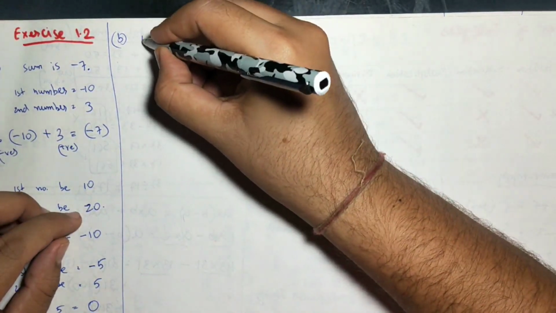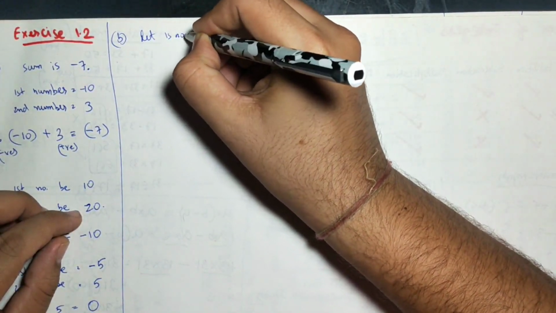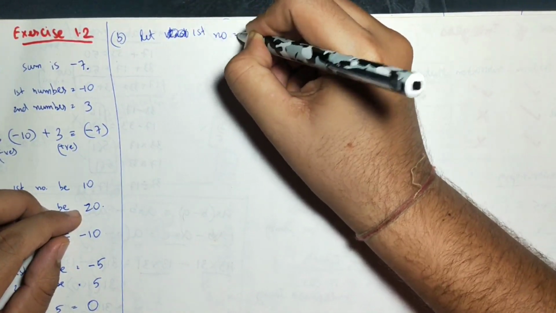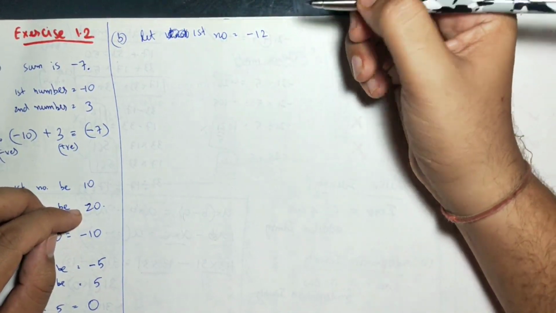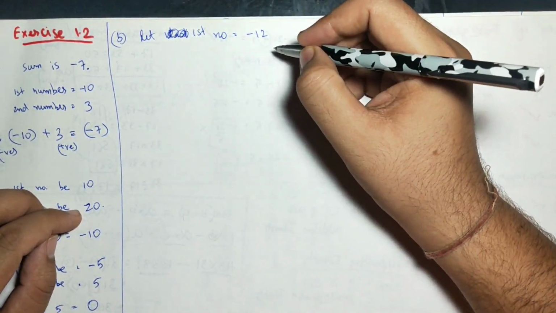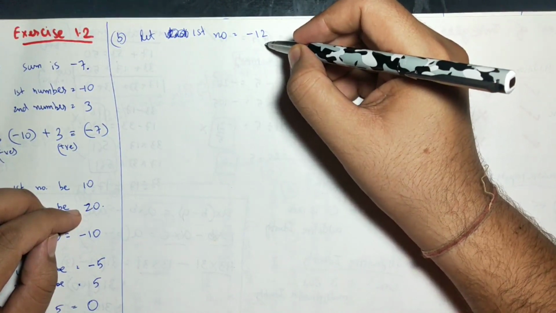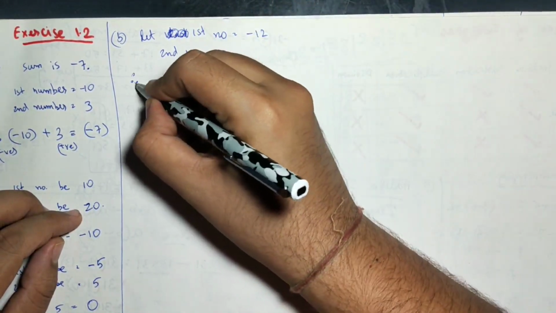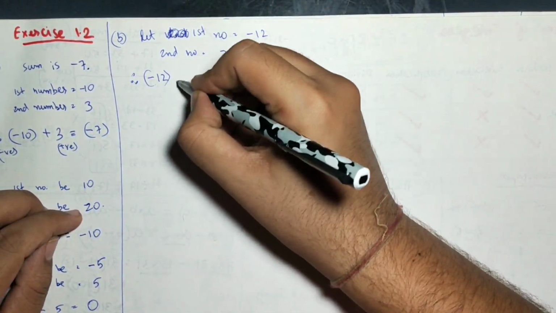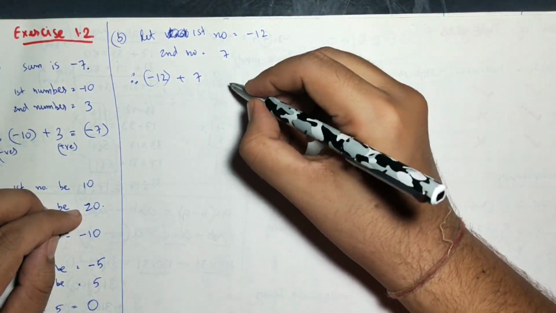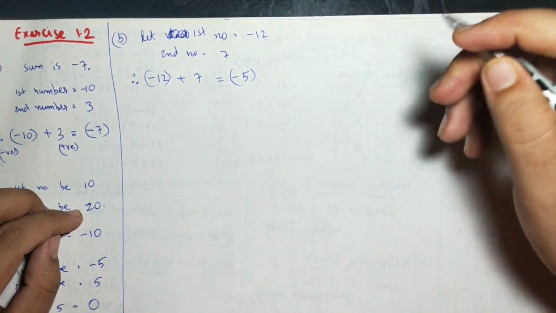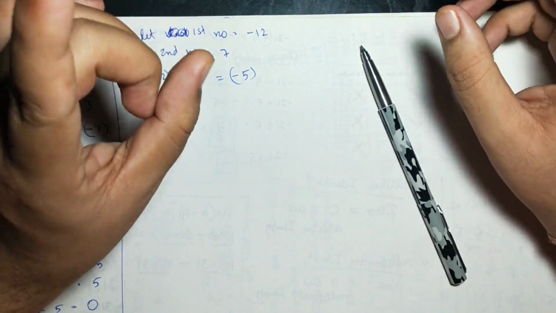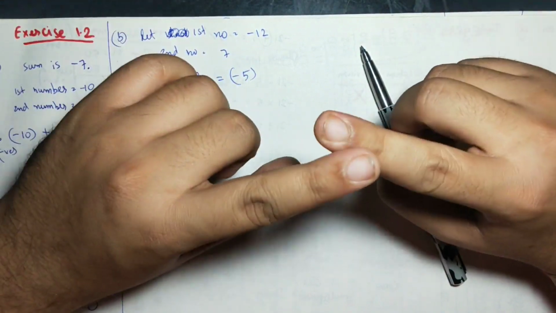So let the first number be equal to minus 12. I want minus 5. So what should be added to minus 12 to make minus 5? 7. Second number be 7. Therefore a negative integer, a positive integer, and if we add them, we will get answer minus 5. Again, there is a negative integer, there is a positive integer. You have to add them, and the answer should be minus 5.